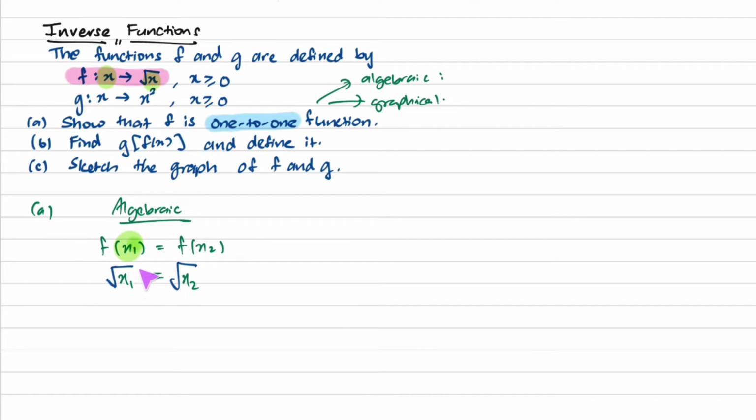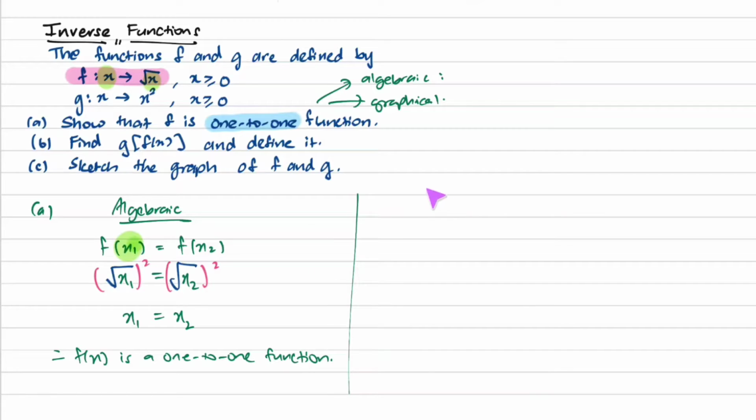Both have square root. To eliminate square root, we must square both sides. After we have squared both sides, what's left is x₁ is equal to x₂. Once we manage to show that x₁ is equal to x₂, then we can conclude that f(x) is a one-to-one function. Now, let's take a look at the graphical approach.